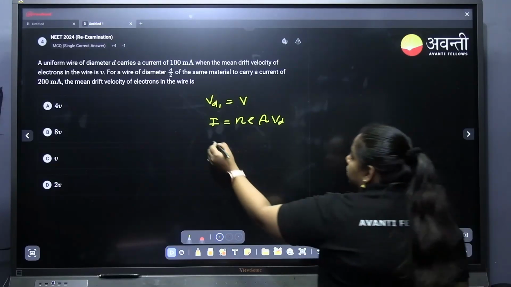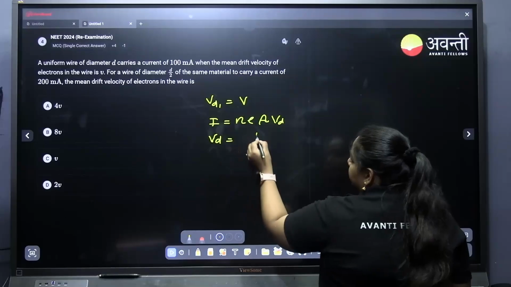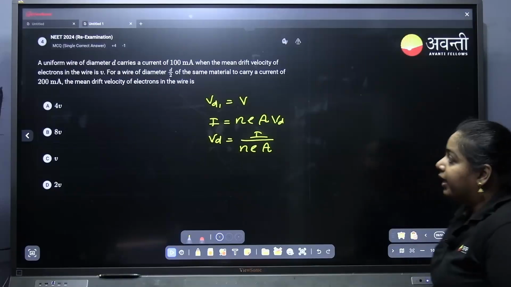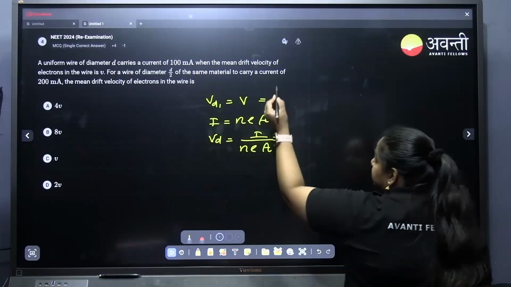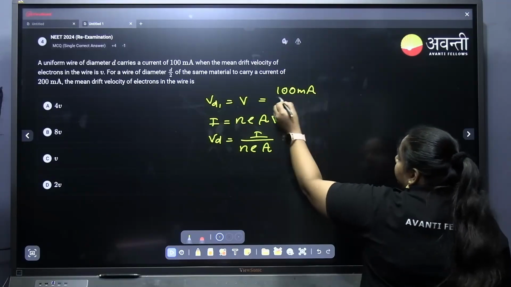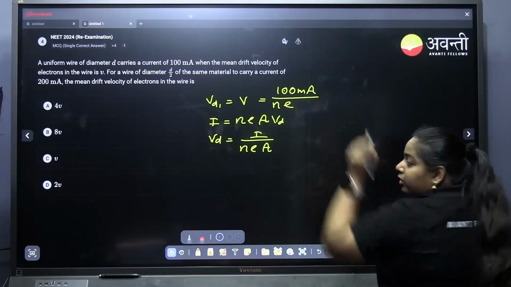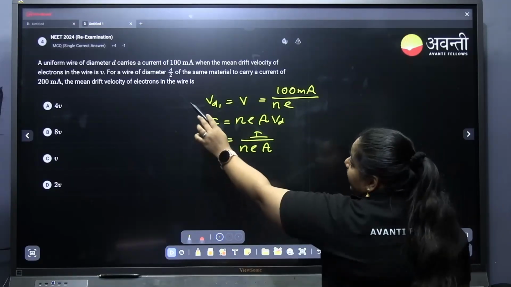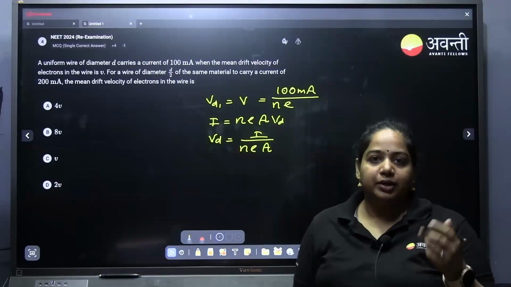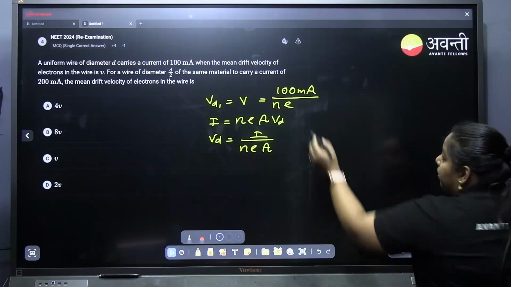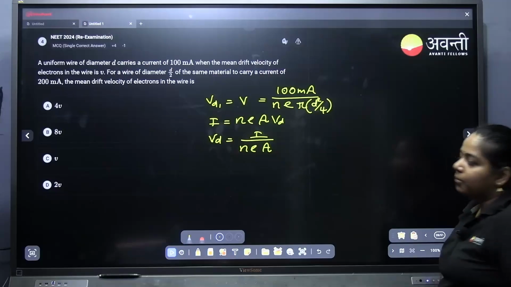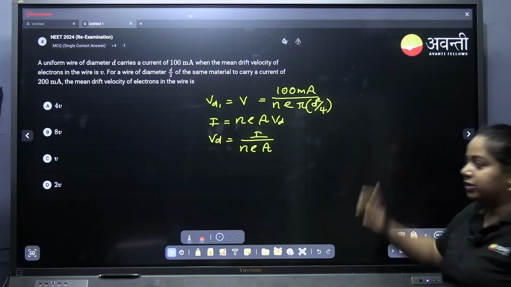NEAVd. So drift velocity is equal to I by NEA. Okay, in the first case, this is equal to current is given as 100 milliampere divided by NE, which is not given, so we will not substitute. Area is given by diameter d, so radius equal to d by 2, area equal to pi d square by 4. Okay, this is for drift velocity of 1.